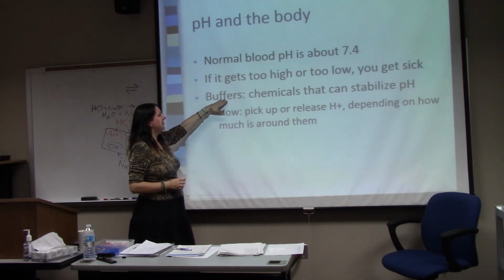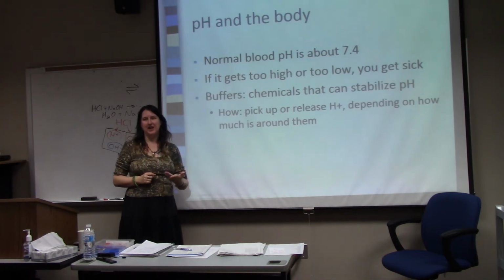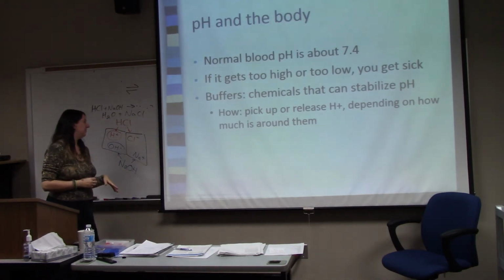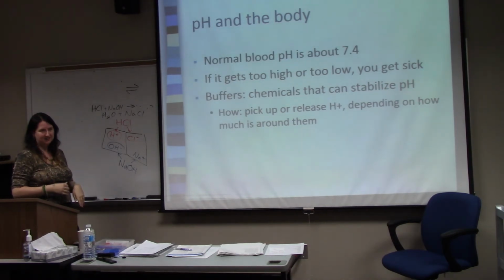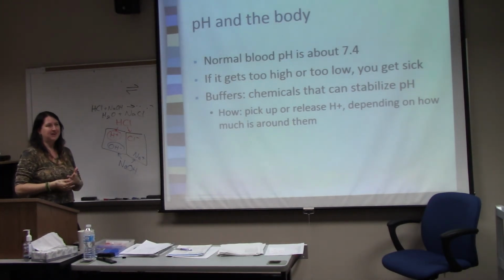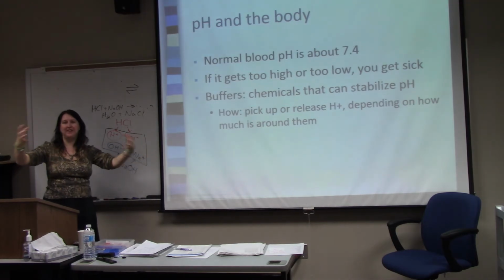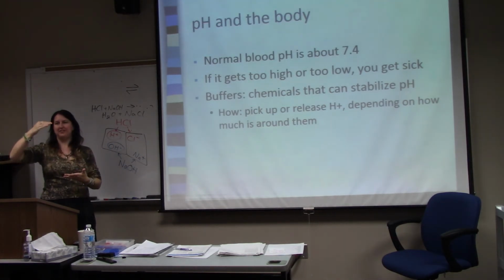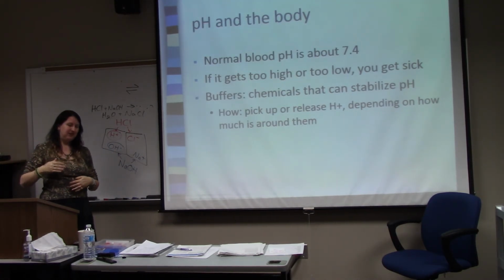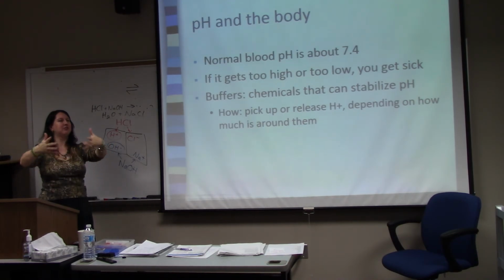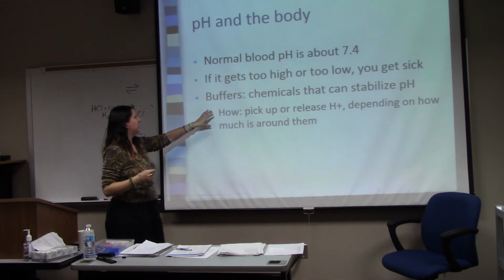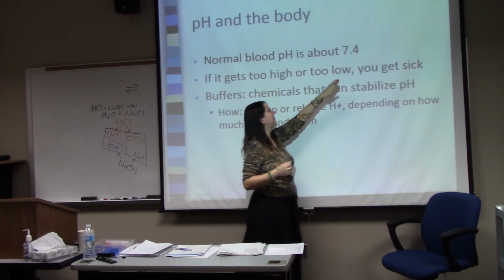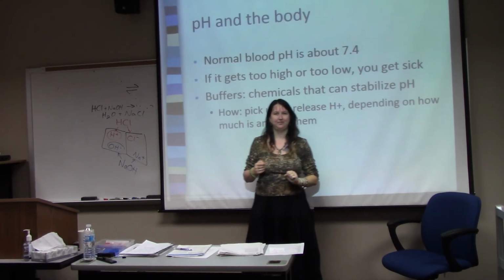The body has chemicals called buffers that can stabilize pH. The way they do it is they can either pick up or release hydrogen ions, depending what's around them. If there's extra hydrogen around, they grab it and they raise the pH. If there's very little hydrogen around them, they can drop it and lower the pH. So buffers work to keep our blood pH right at 7.4.